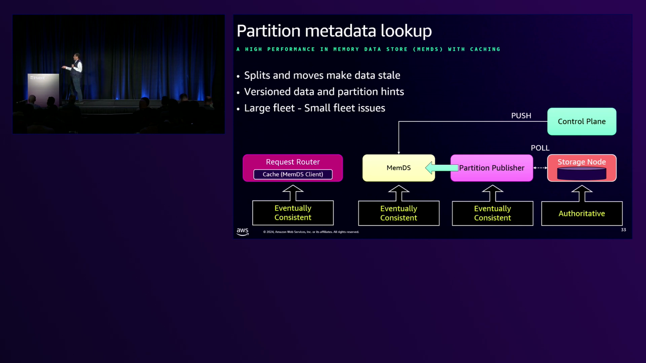Partition publisher scans all the storage nodes in the region continuously and publishes it to MemDS. So that is the system of record. That's the authoritative store. The storage node knows what it has. Partition publisher reads it eventually consistently to MemDS, and you've got versioning, and you've got an eventually consistent cache.